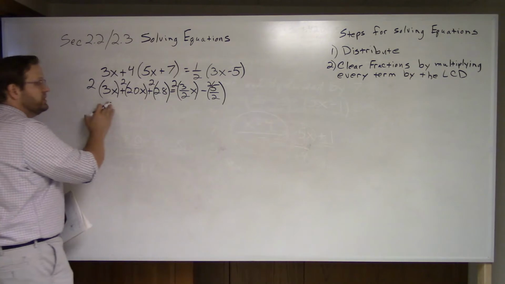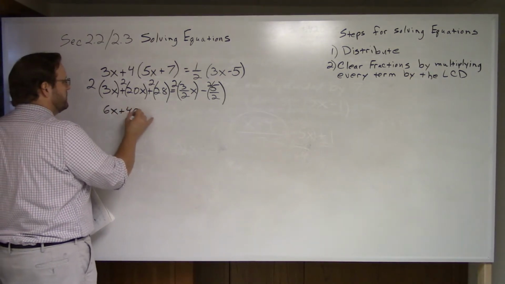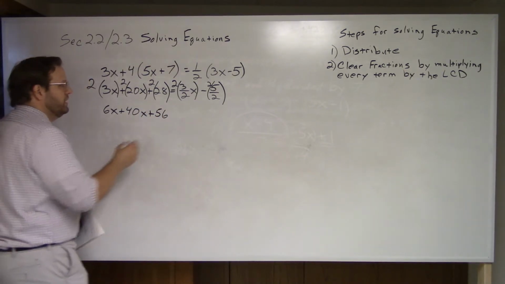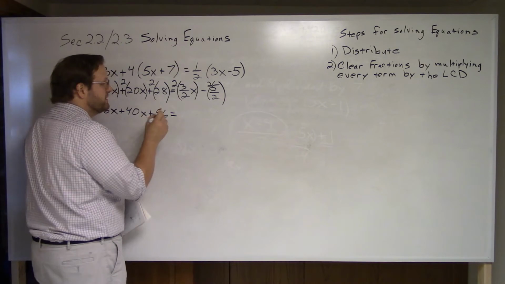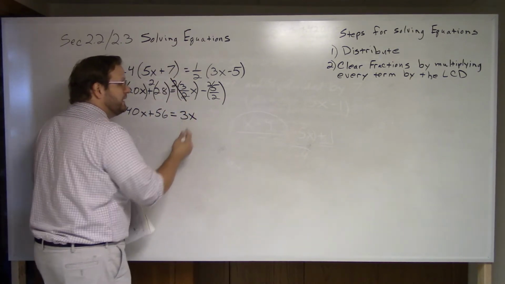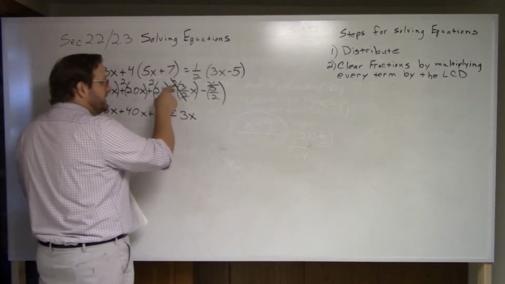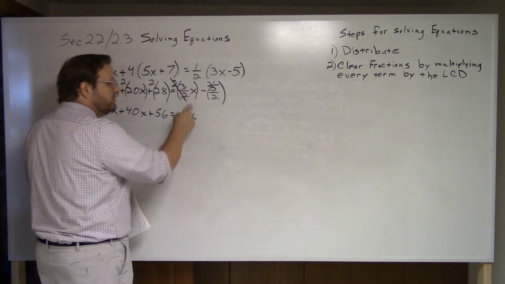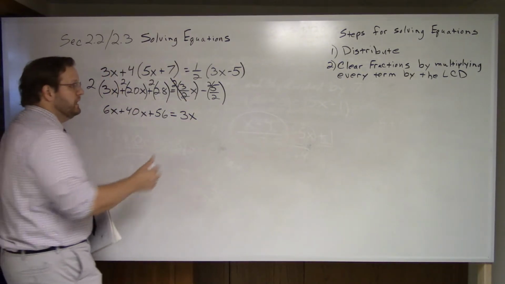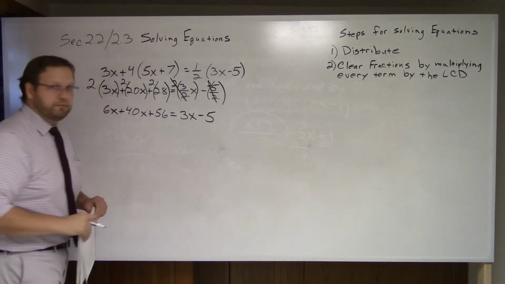Now watch what happens. These are all going to just plain old multiply. So I've got 6x plus 40x plus 56 equals, now what happens here? The 2's cancel. And now I have a nice clean 3x. If you don't feel comfortable doing that, then what you can do is take 2 times 3 divided by 2, and then if you're using a calculator, you can hit enter, and it'll give you that 3. Same thing here. 2's are gone. I've got that minus 5.